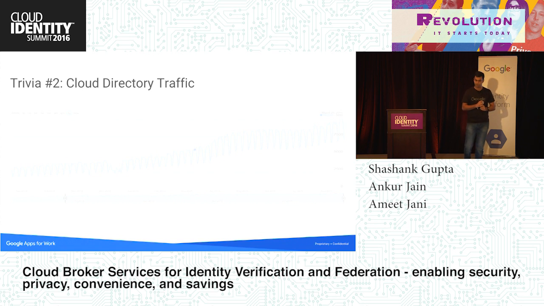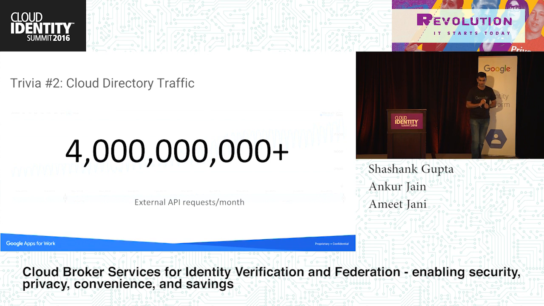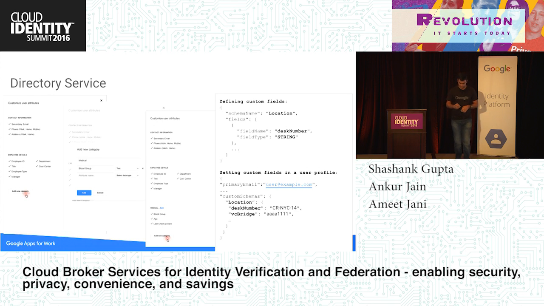Next question. How much traffic do you think we get every month on these APIs alone? And again, these are just enterprise directory APIs we are talking about. 100 million. So it's in the order of billions per month.